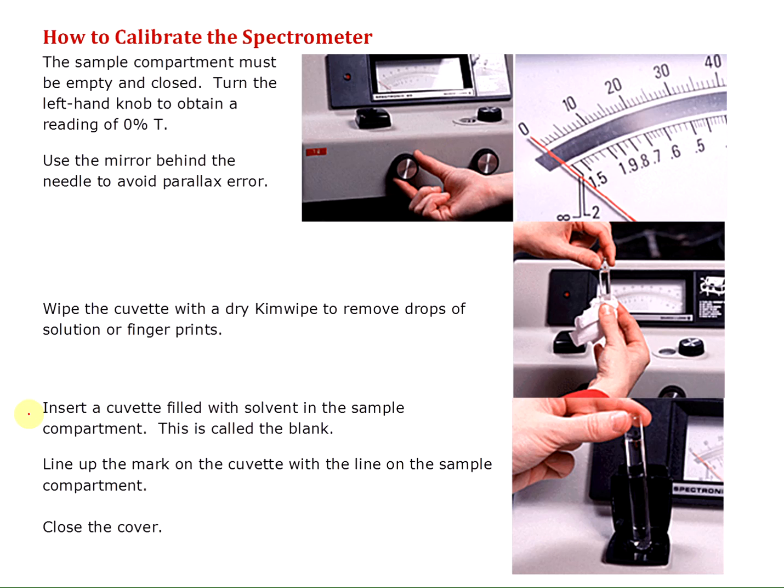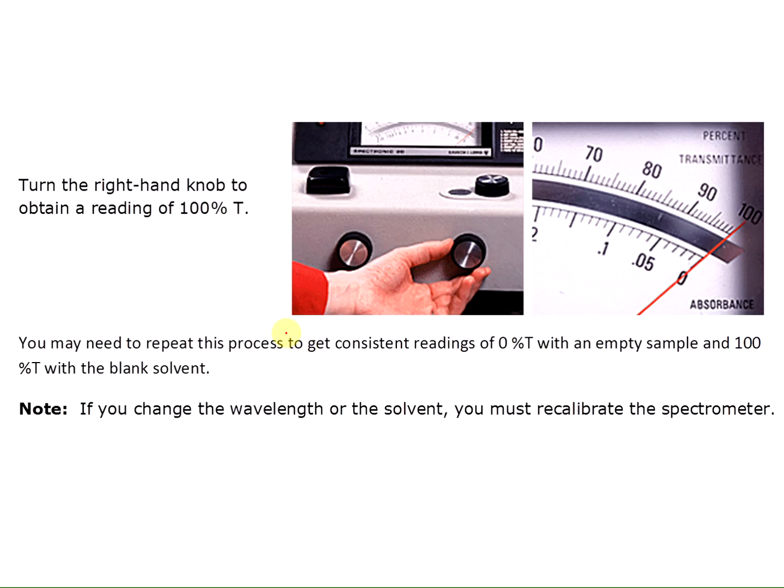So you insert a cuvette filled with solvent in the sample compartment, and this is called the blank. Make sure again to line up the mark on the cuvette with the line on the sample compartment. Then you close the cover. Then turn the right hand knob to obtain a reading of 100% transmittance. So the left is for 0 without the sample in there, and the right is with the blank in there at 100% transmittance. And you may need to repeat this process a couple of times to make sure that you consistently get the same readings.